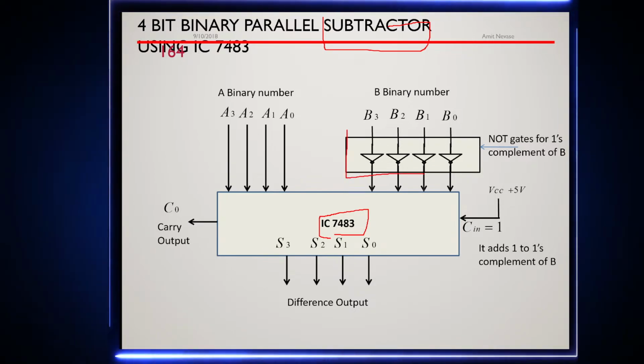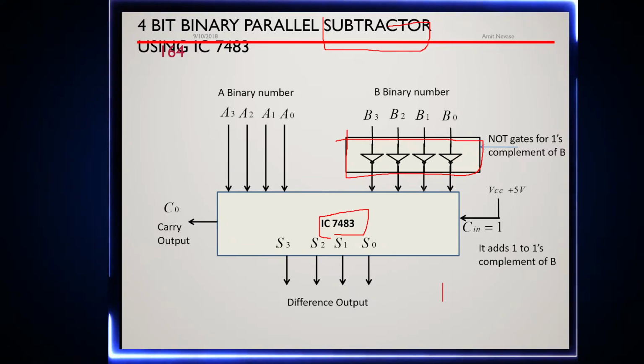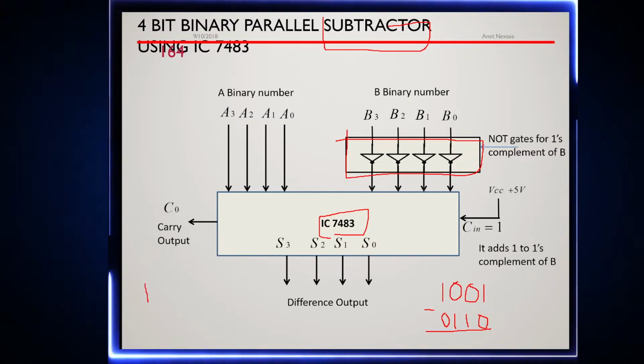that the second binary input has been complemented, right? Because it's a subtraction. So say I have the first binary number as 1001 and the second binary number as 0110, right? When I subtract it, that means 1001 minus 0110. That means I need to take the complement of the second binary number.